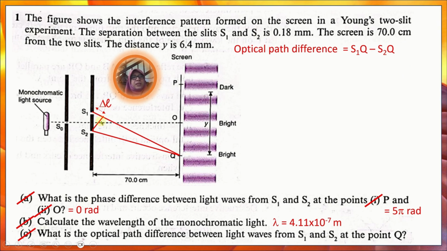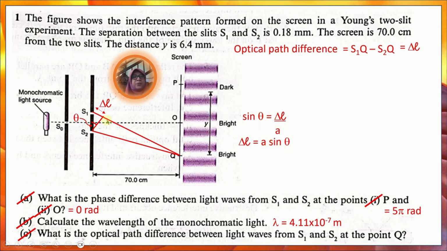We can use a trigonometric ratio to find delta L from the right angle triangle here. So we use sine theta, opposite over hypotenuse. The hypotenuse will be a, the separation between S1 and S2. So sine theta equals delta L over a. Now to find delta L, cross multiply, and we get a sine theta.